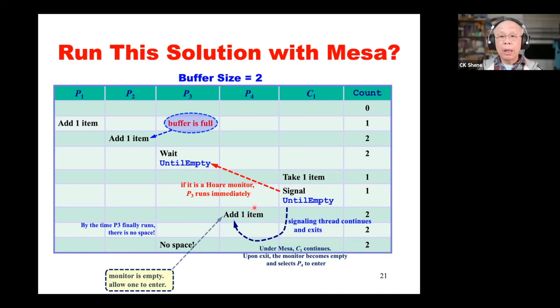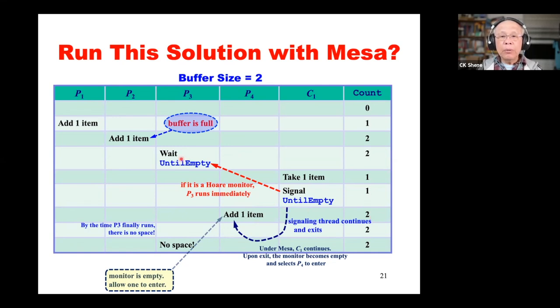What if currently P4 wants to enter? P4 is an entering process. P3 is a re-entering process. We really don't know which process could be picked because that is system dependent. So what if in this case the monitor picks P4 to enter? Now, because currently the count is one, P4 can add an item there and P4 exits. So keep this in mind: after P4 successfully adds an item, count is two.